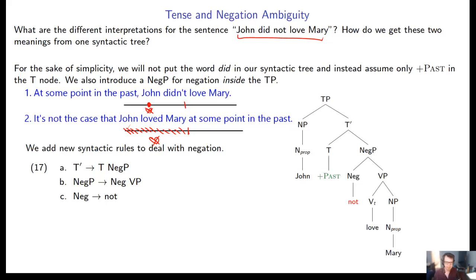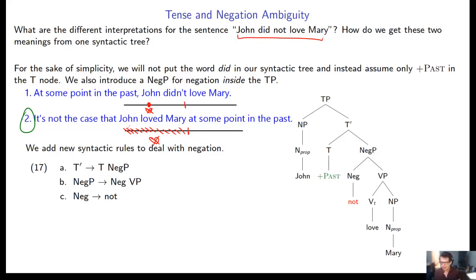Now, as humans, we have a preference for one interpretation over the other when we hear one, like John did not love Mary. We probably expect it to be the second one. Yeah, John didn't love Mary. Well, you would expect that until now or until a certain point, or maybe John still doesn't love Mary. But you would expect no love until a certain point. But both interpretations are possible.